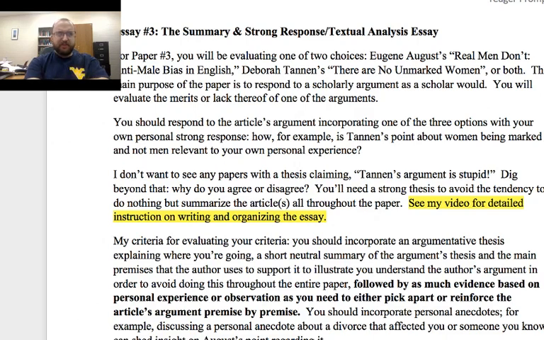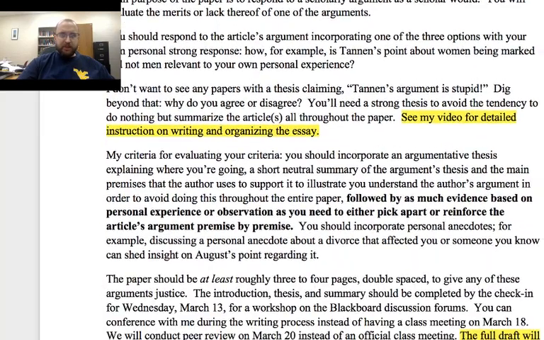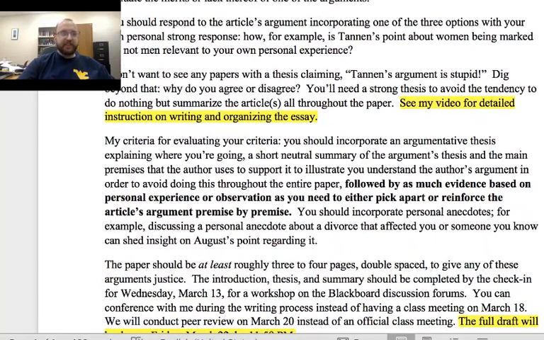So, like I said, the essay is called Strong Response. Basically a strong response is when you bring your own evidence into the fray. I'm going to show you how to write a thesis in a second. But you're going to have an argumentative thesis statement in the beginning, saying I agree or disagree with August or Tannen, and then some reasons.